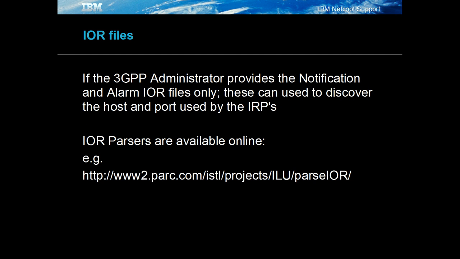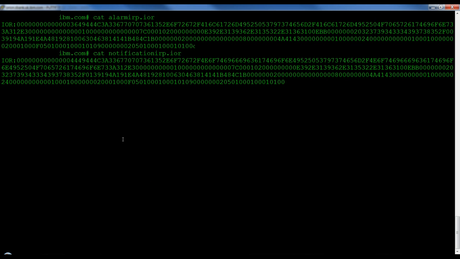If only the IOR files are provided, the IOR string in the files can be used to determine the host and port used by the service using an IOR parser. This is useful when the ports need to be opened in an environment where there are firewalls. The IOR string is a single line of alphanumeric text that starts with the string IOR.